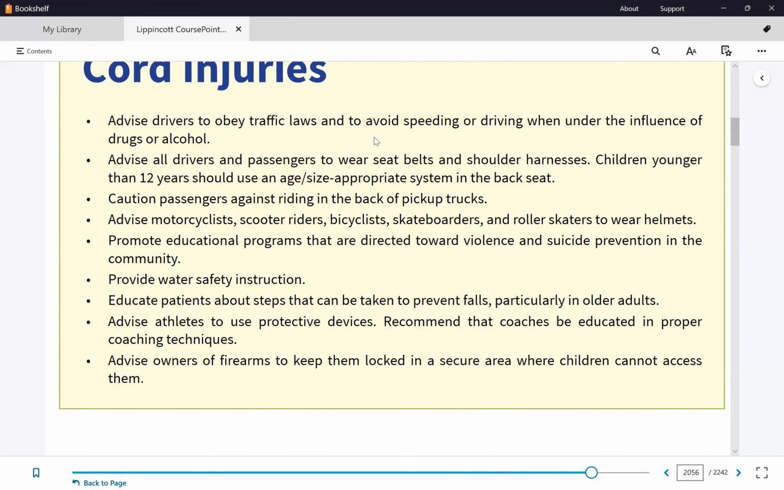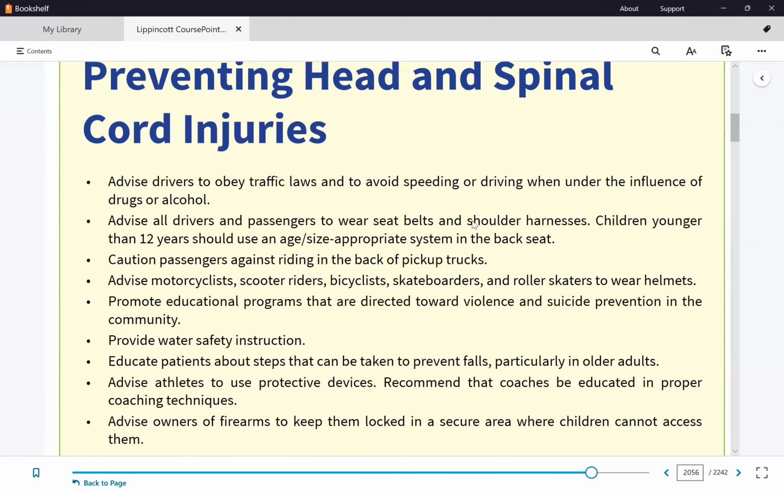I won't read it for you. Please read the prevention recommendations on chart 63-1.